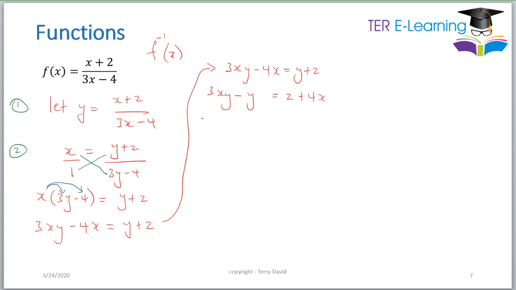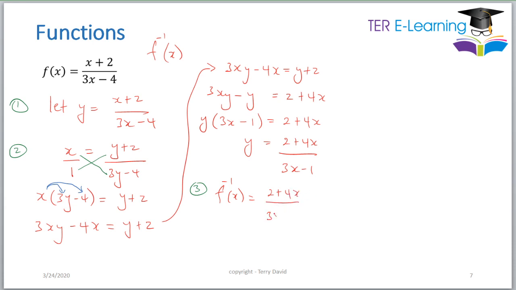Now, this is where we have to factorize. So we're going to pull out the y, and you're going to end up with y times 3x minus 1 is equal to 2 plus 4x. So therefore y is equal to 2 plus 4x all over 3x minus 1, right? And my final step, my third step, is to write f inverse of x is equal to 2 plus 4x over 3x minus 1, right? So this is what my inverse function looks like, right?